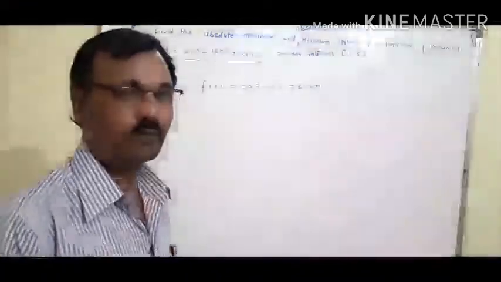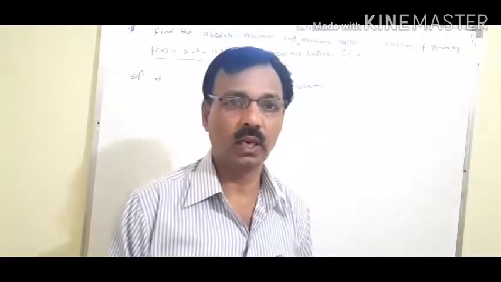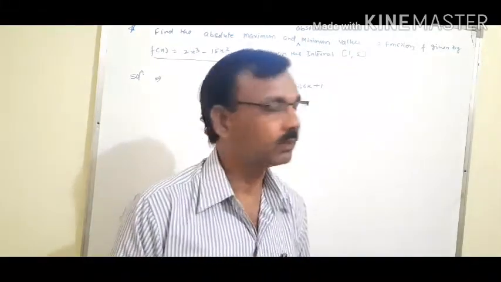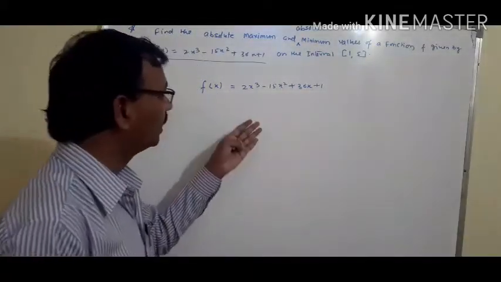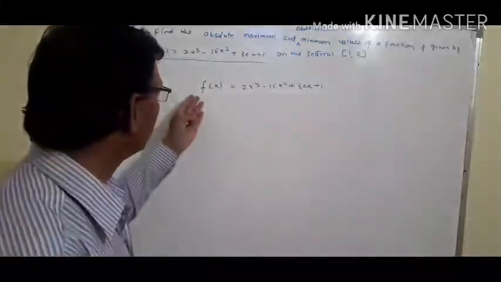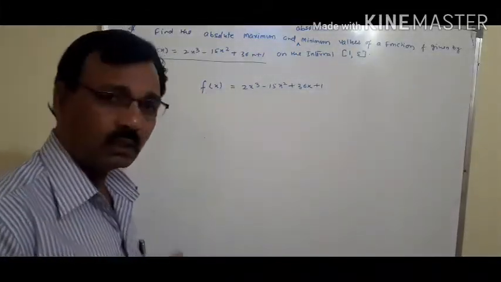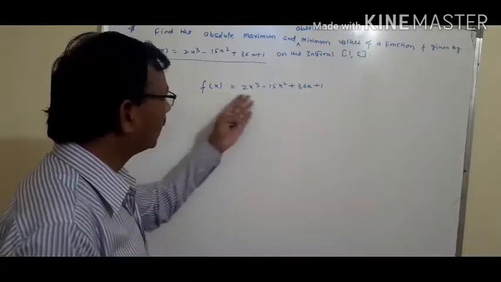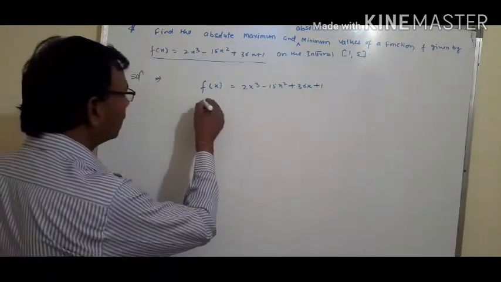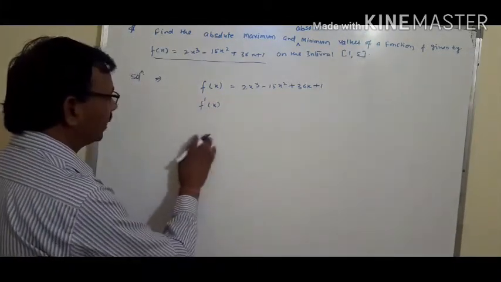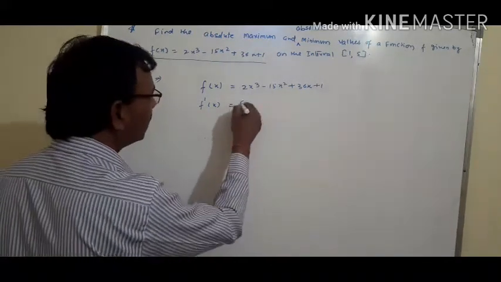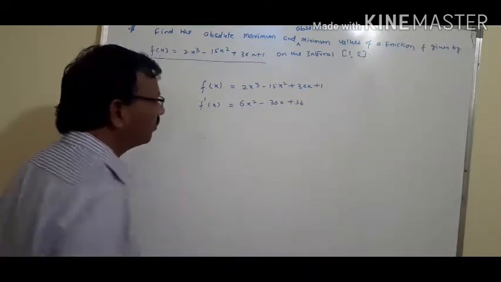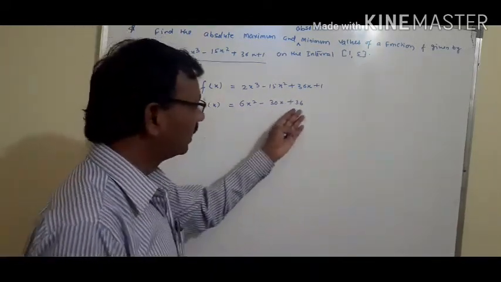What is the procedure for finding the absolute maximum and absolute minimum values of any given function in a given interval? First, we should find the given function. Here our function is f of x equal to this. Then the second step: we should find the first derivative of this function. That means f dash of x, the first derivative, equal to 6x square minus 30x plus 36. This is the second step.